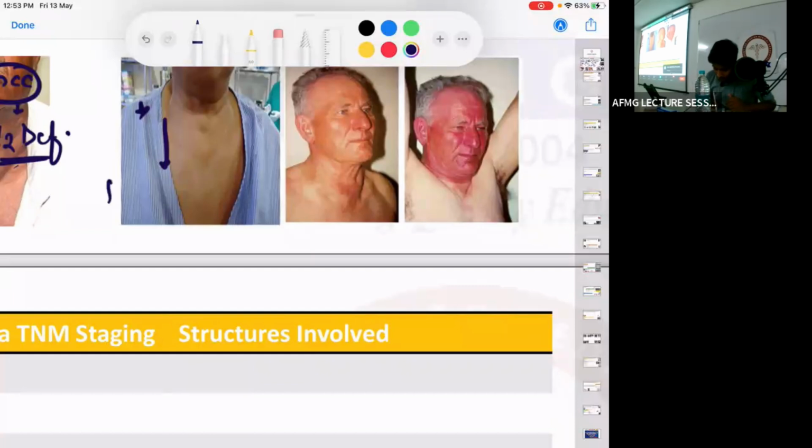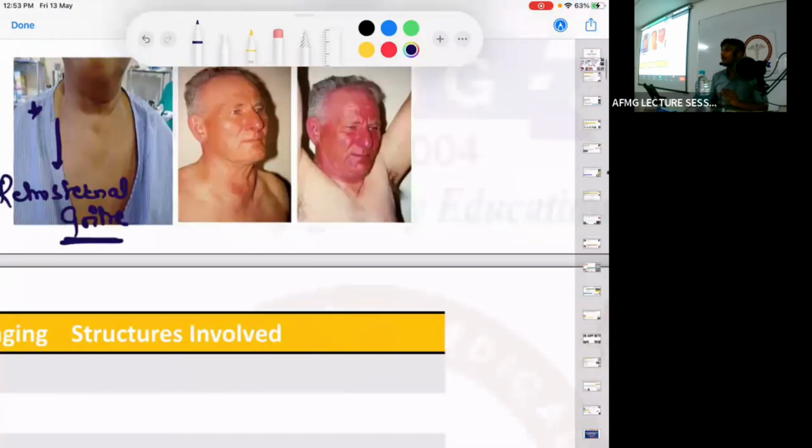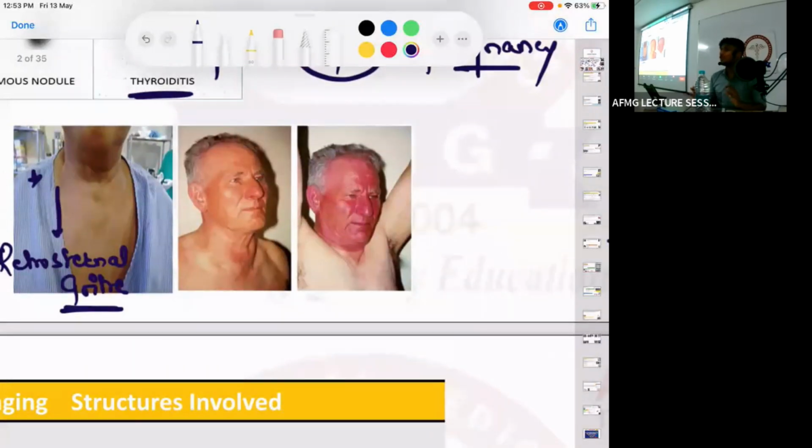So this is what is called the retrosternal goiter. Retrosternal goiter means enlargement of the thyroid gland behind the sternum, and here you will not be able to appreciate the lower limit of the thyroid. Now, if there is a retrosternal goiter in a patient, definitely the patient can have pressure symptoms. There would be dysphagia, inability to swallow. There would be noisy breathing, which is called stridor. If it compresses the trachea, there would be stridor in the patient.